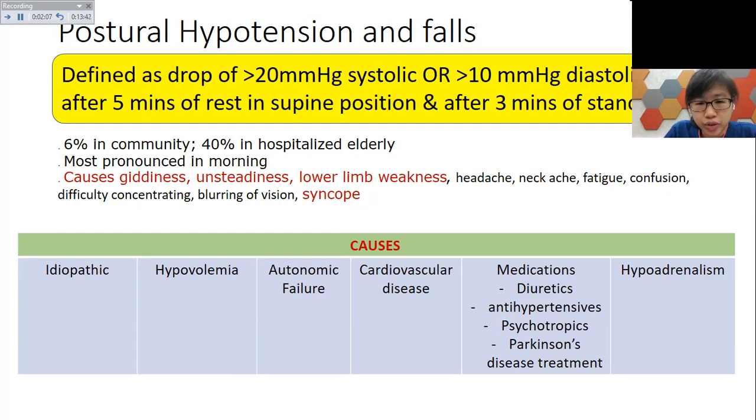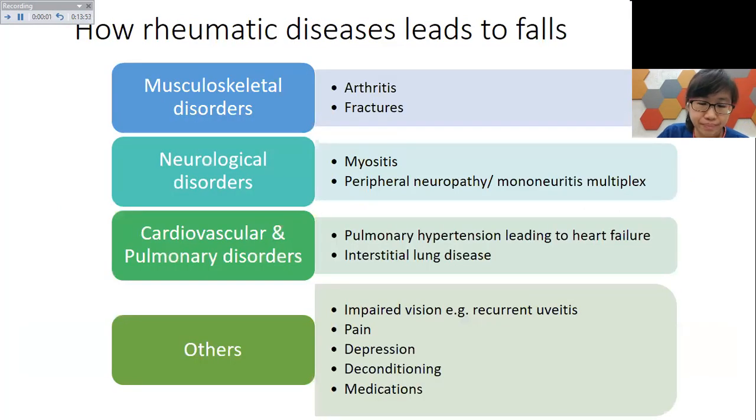Now, I'd like to hand over to Dr. Tan to take you through how rheumatic diseases lead to falls. Dr. Tan, please. Thank you, Dr. Ng. Now we will look through how rheumatic diseases lead to falls in various ways.